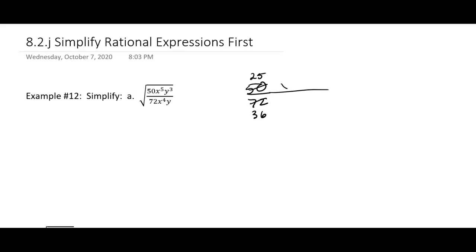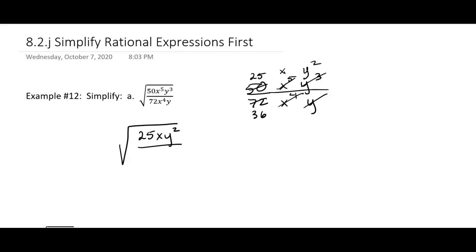Then I've got the x to the 5th, the y cubed in the numerator, and x to the 4th, y in the denominator. So I'm going to cancel 4 of those x's with 4 of those x's. That gives me 1 x in the numerator, and y with 1 of those y's, which will give me y squared in the numerator. So that's how that goes. Now I have then the square root of 25xy squared over 36.